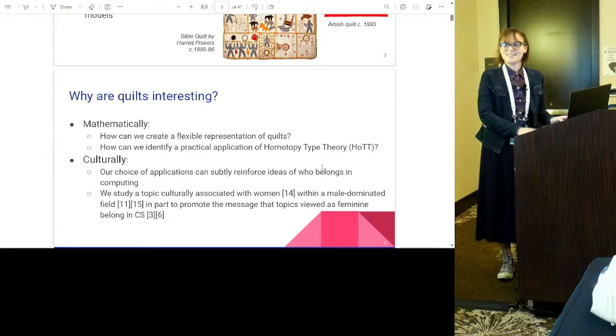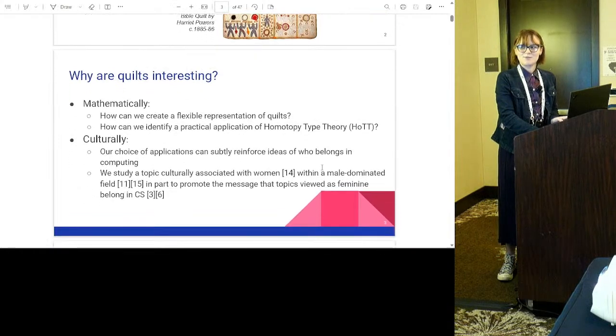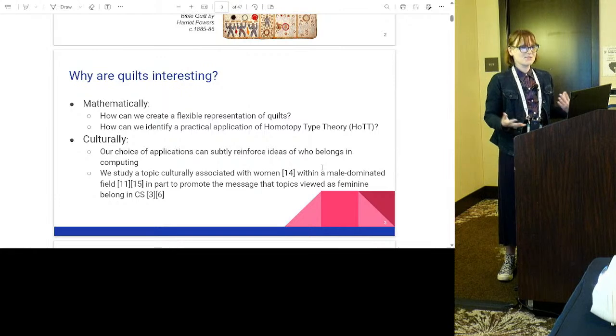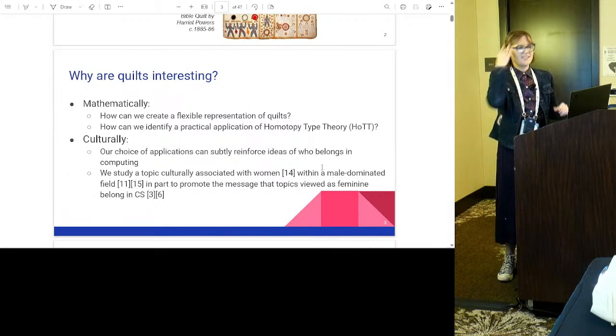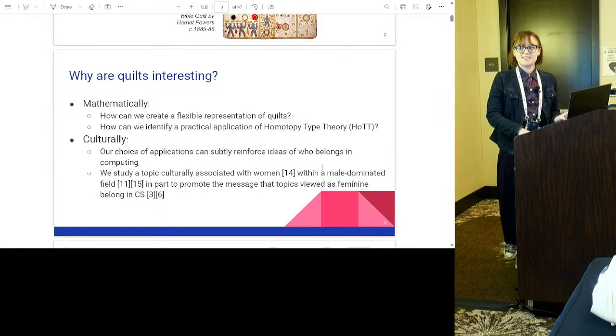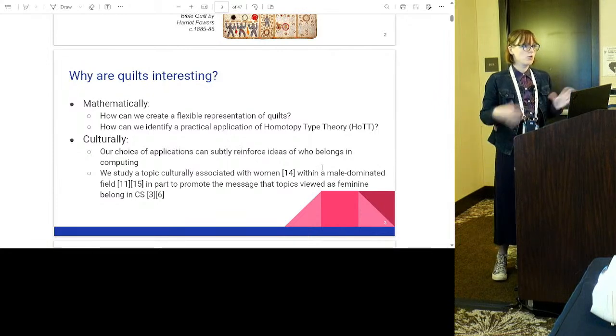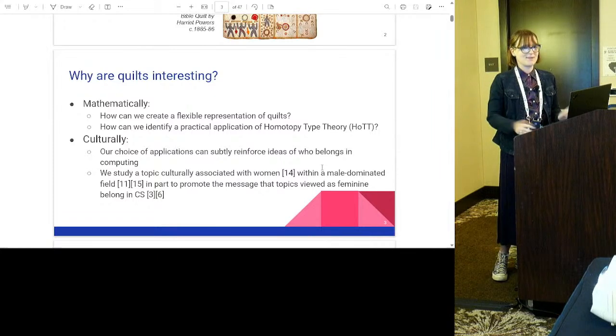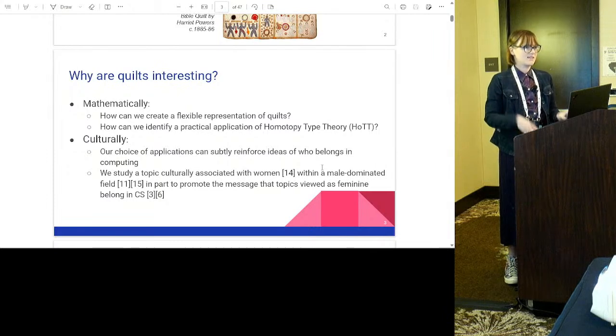And then culturally speaking, when we're working in STEM and computer science specifically, the choice of what we're putting our time into says something about who belongs here. And I think this goes for a lot of the works being presented at FARM. We're really trying to bring traditionally feminine, traditionally older things, like quilting, which is mostly older women. That's just what it is. There have been studies about this. And we want to show that this is still a viable thing that computational people can look at and learn from.